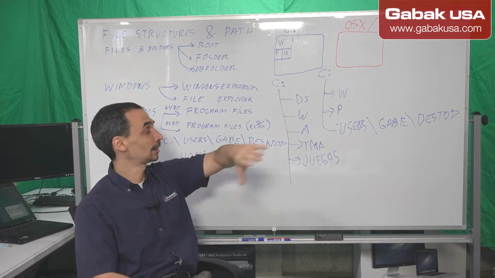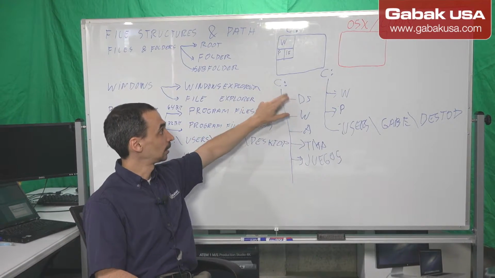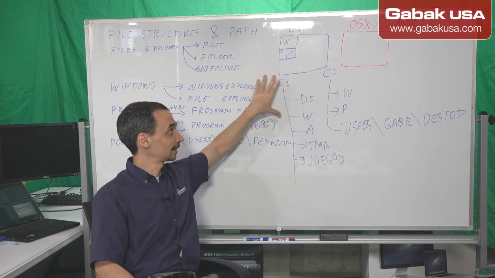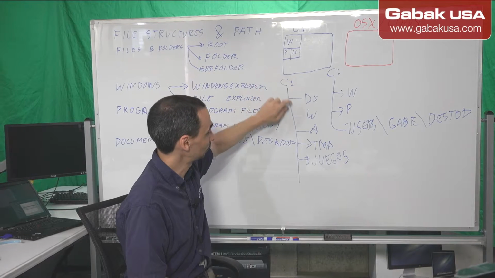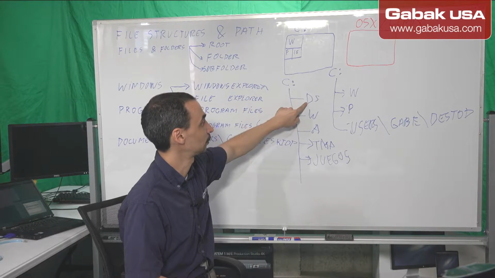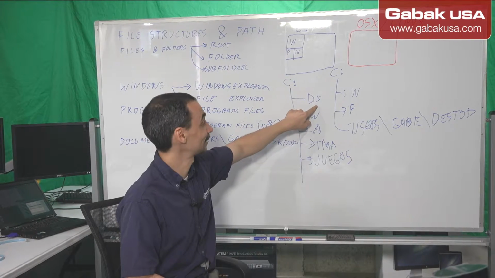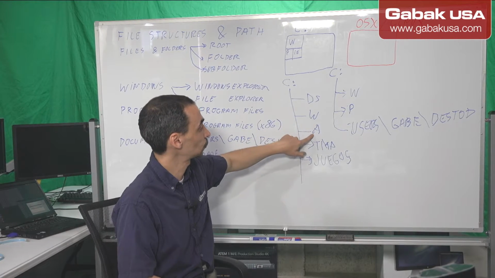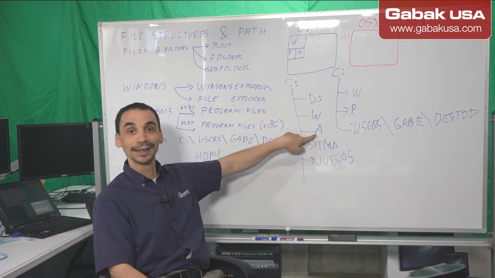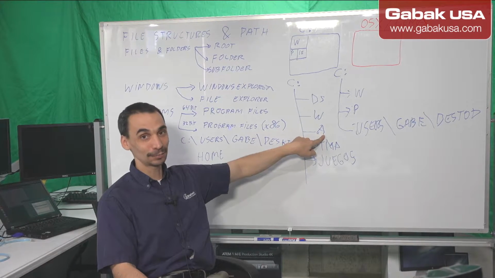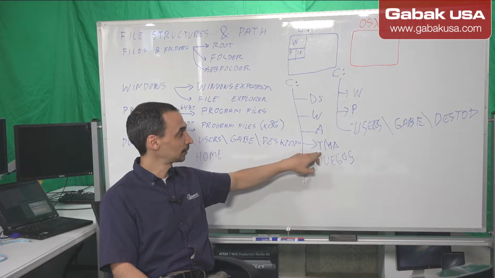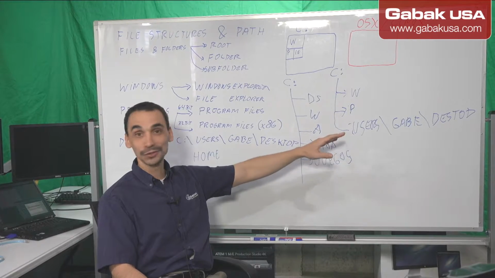This is what I was teaching you. It will be the C. Let's say this is another graphic way. So if you have C, you have this line, and then you have maybe here DS is Documents and Settings, W is Windows. Here it could be Archivos de Programas. It means program files in Spanish, and maybe temps, and Juegos is games.